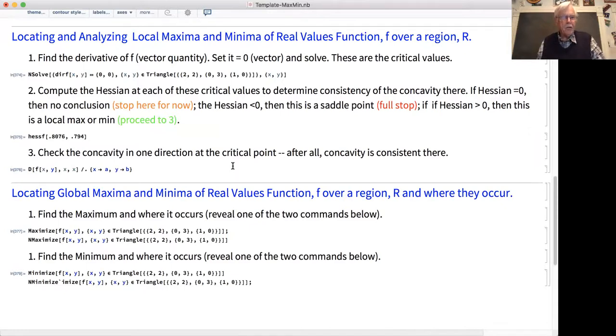So these are the things that you might do. Find the derivative of f, which will be a vector quantity, set it equal to 0 and solve. This will give you the critical points. The critical points are the ones that have horizontal tangent surfaces. Horizontal in this case is relative to the x, y, z axes. The x and y are our domain. Z is the height. So these are the ones that have tangent planes whose equations are z equals constant.